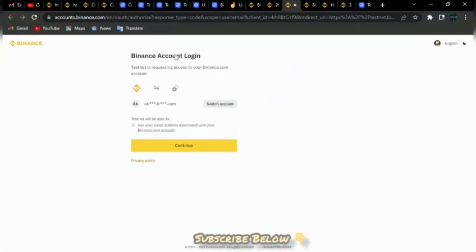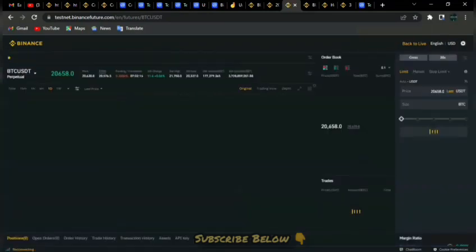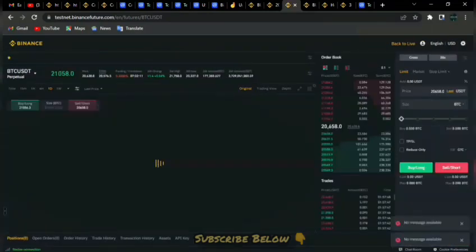Now it says here the testnet is requesting access to your Binance account. All you need to do is click on continue. So I'm going to click on continue here. So I just clicked on continue. I'm going to wait for it to load up a little bit. So this gives you an opportunity to trade on the Binance futures testnet. So if you don't want to start with your cash, you want to practice first, this should give you an opportunity to train your hands and your trading experience.